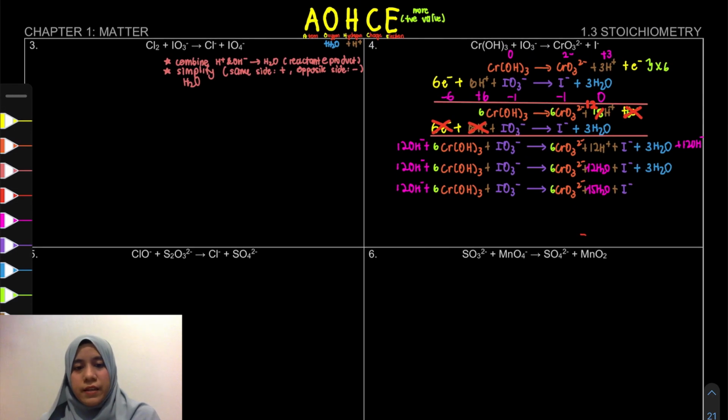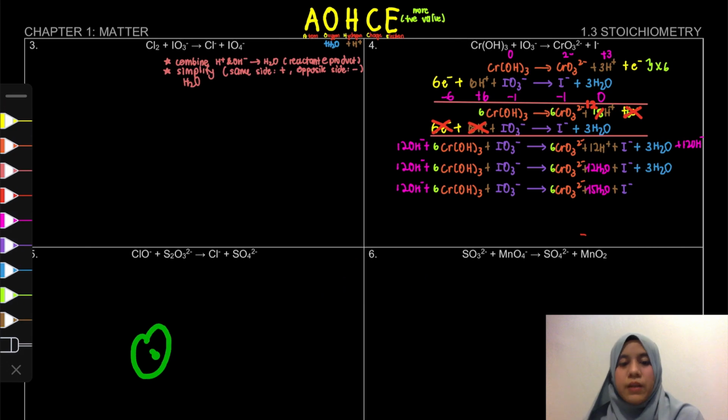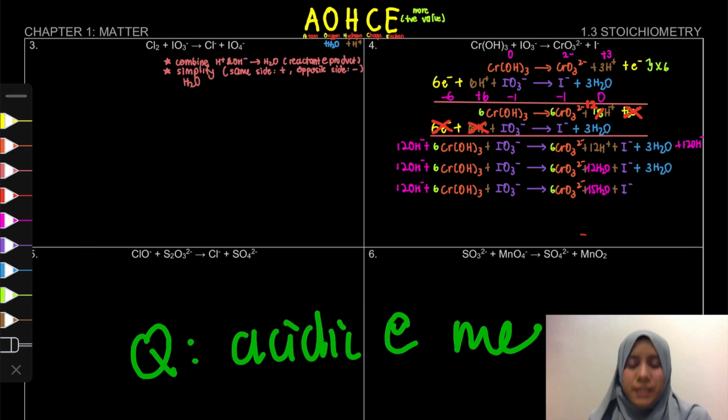Again, for 5 and 6, I believe you can try yourself. Make sure it's the basic medium. If you're worried, usually the question will tell you whether it wants acidic or basic medium. Okay, so that's it for this video.